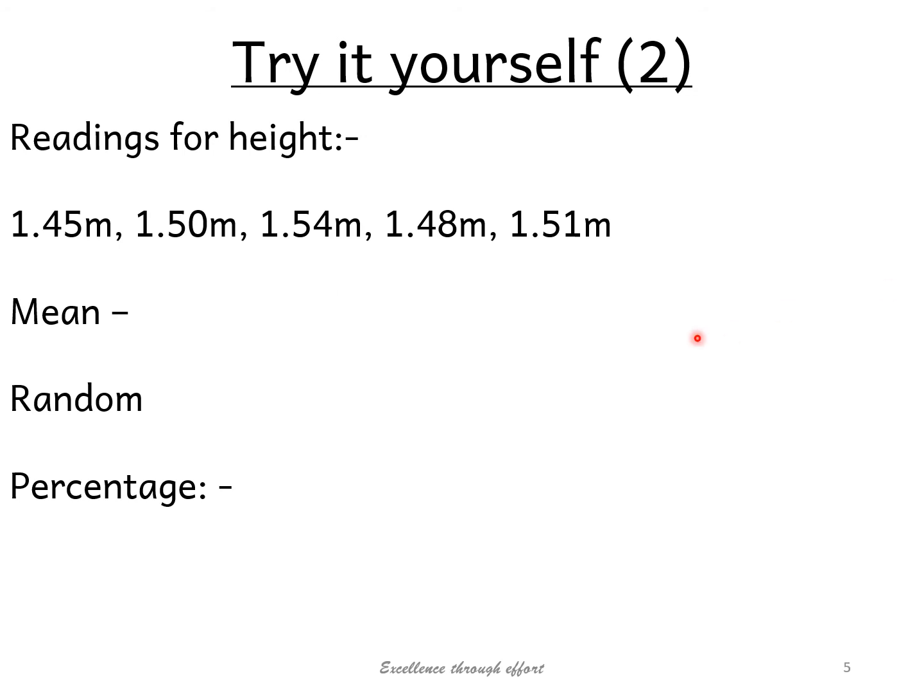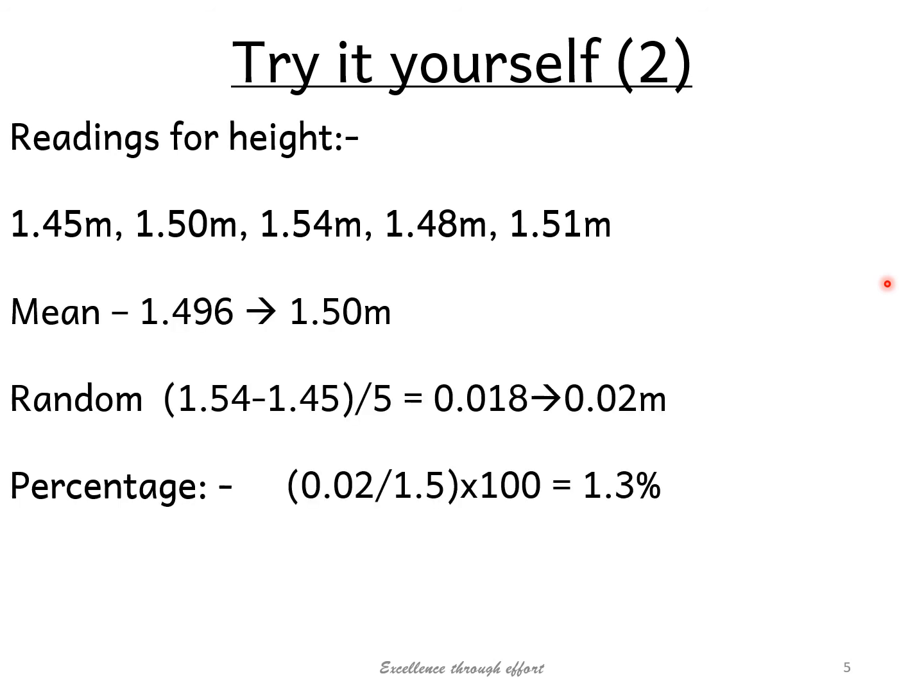Okay, final example here, and we're doing height this time. And notice we're taking our readings to 2 decimal places. So again, pause the video and then have a go of it. I'll show you the answer in the next couple of seconds. And did you get the following answers here? So 1.5 meters, 0.02 meters, and the percentage is 1.3%. And remember, you must include units for your mean and your absolute uncertainties.